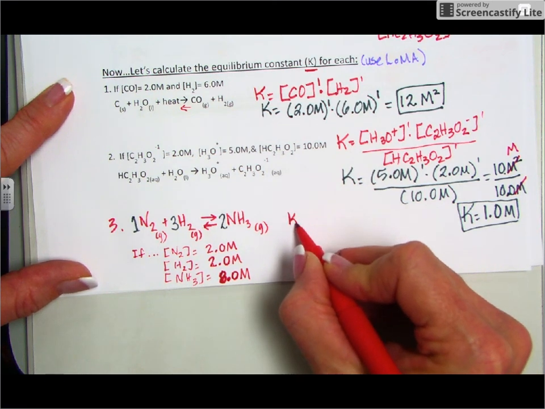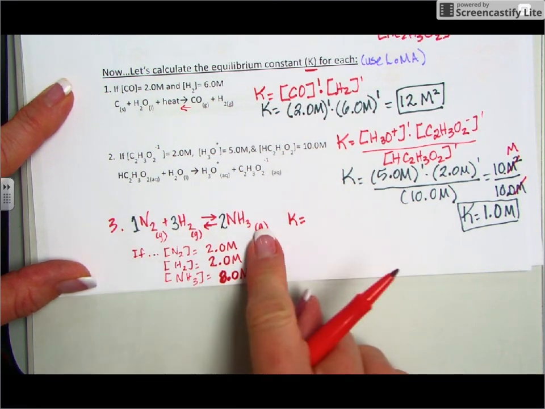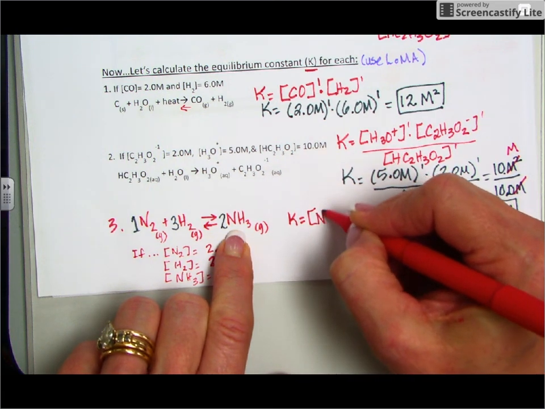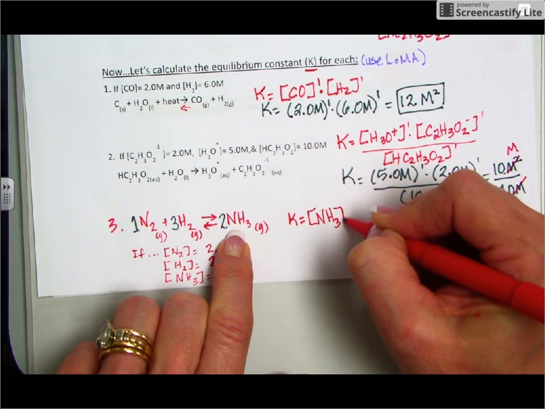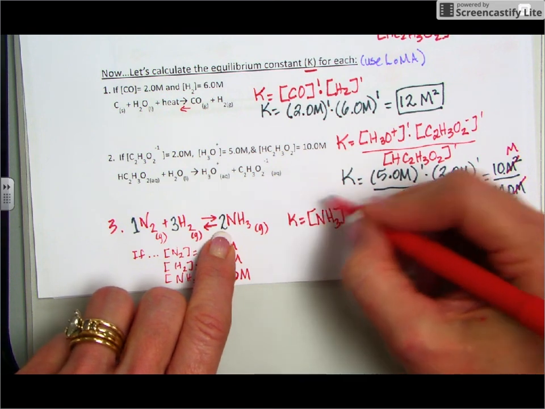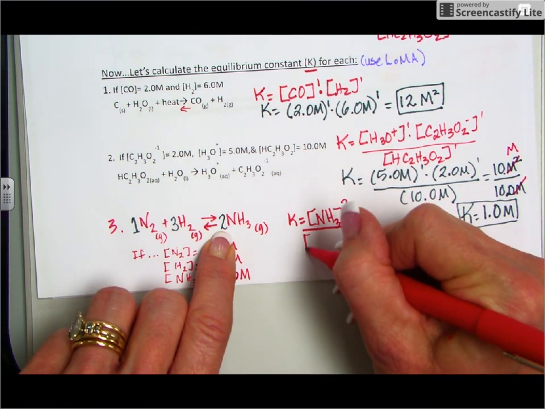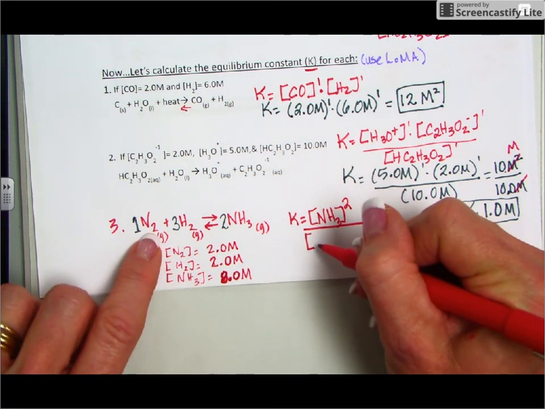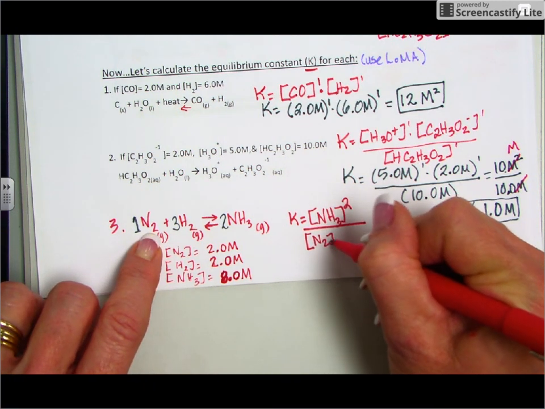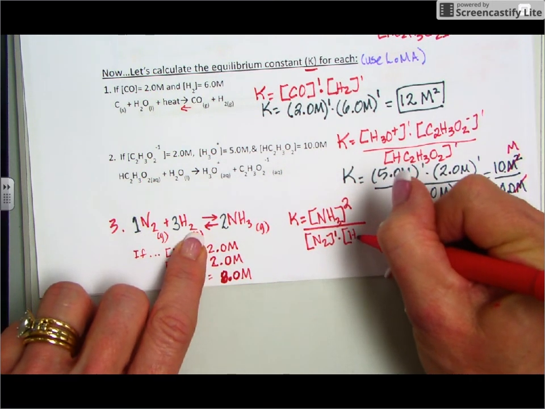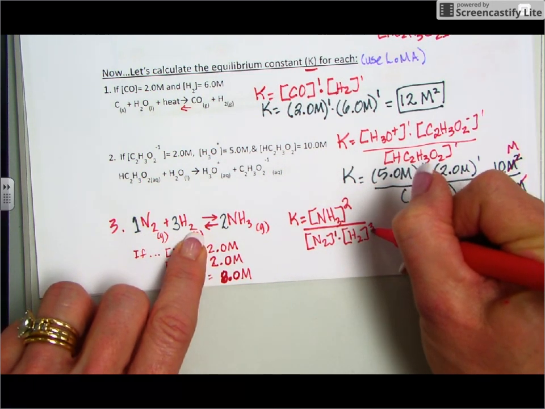So, law of mass action for this one, these are all gases, which means I'm going to include everything. So, go to your product side. Concentration of ammonia, NH3, and this is a coefficient of 2, so I'm going to square that. And then go to my reactant side, they go on the bottom. Concentration of nitrogen to the first power times concentration of hydrogen, and that's to the third power.